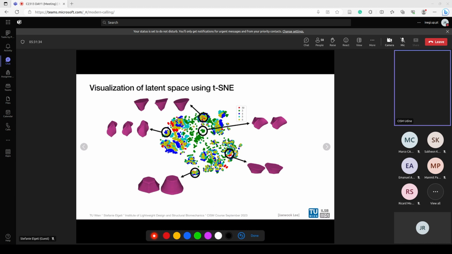Yeah, and this is the visualization of the latent space using t-SNE, which is a projection method that projects a higher dimensional space to a 2-dimensional space. And the property of t-SNE is that points that are close to each other in the high dimensional space are also close to each other in this 2-dimensional space. And here we see that, first of all, certain shapes are clustered in certain areas. So this is a desirable property.